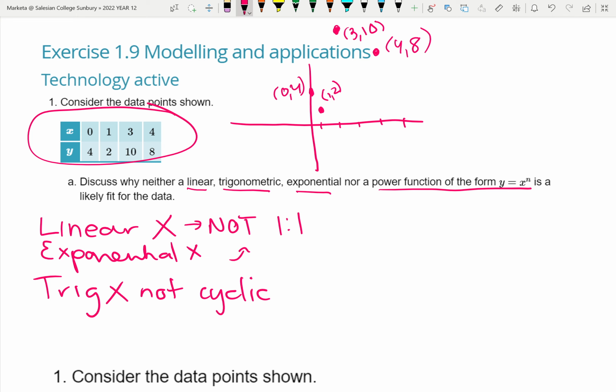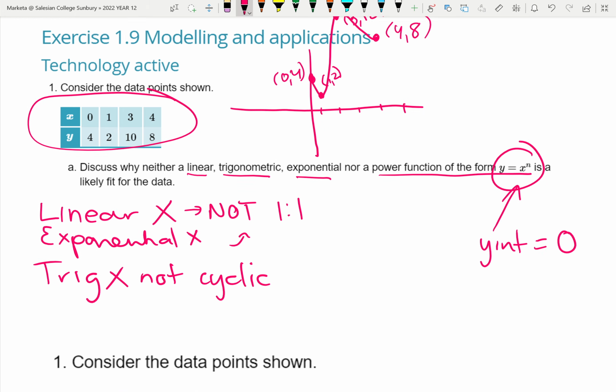Well, power function. So I guess it could be a power function. It could be a polynomial, but they're giving us a specific form there. So if that was x to the power of 3 or 4 or something like that. But it could not be in that form because, well, look, the y-intercept is not 0. So the y-intercept of this would have to be 0. And this is not 0. So I think we've covered all of them there. So discuss why neither linear, trigonometric, exponential, or power function is likely to fit the data. Yep, so that's fine. Moving on.